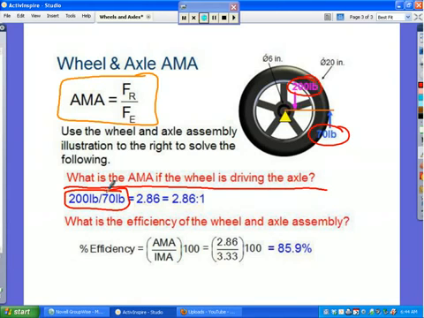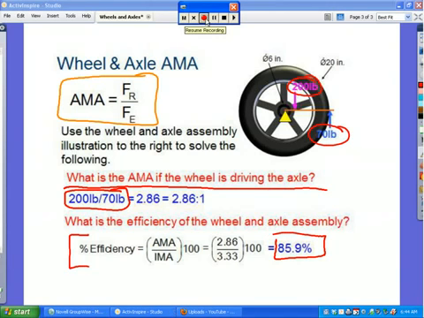If I want to know the efficiency, going back to our original formula, we have our actual mechanical advantage over our ideal mechanical advantage and multiply it by 100. So this system is going to be pretty efficient at 85.9%.